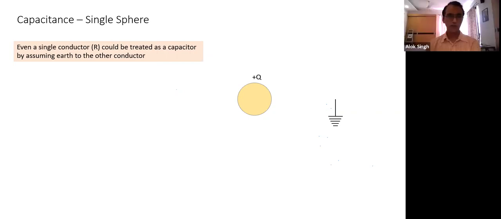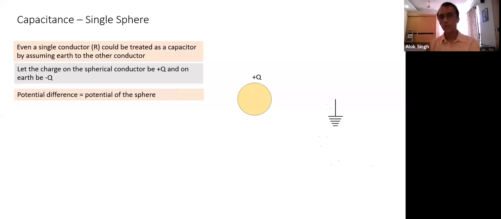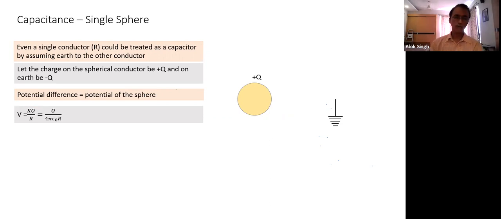So pretty simple. That's actually the whole derivation. Charge on the spherical conductor is plus Q, Earth is minus Q. What is potential difference? Potential difference is nothing but potential of the sphere, because even if you give a charge minus Q to Earth, potential of Earth will remain 0 only. We had discussed that earlier. The radius is so large, the potential does not change. So potential difference is equal to potential of the sphere, which is KQ by R.